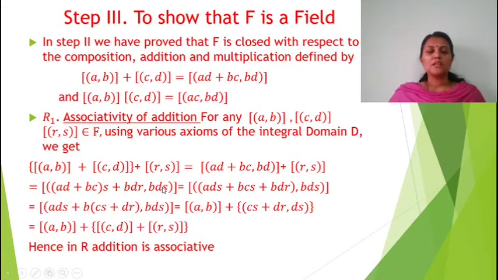The next term is bds. So ads plus bcs plus bdr, over bds, which is equal to ads plus, from these two terms we can take out b, so which is cs plus dr, over bds, which is equal to [a, b] plus [cs plus dr, ds], which is equal to [a, b] plus ([c, d] plus [r, s]). Hence in F, addition is associative.